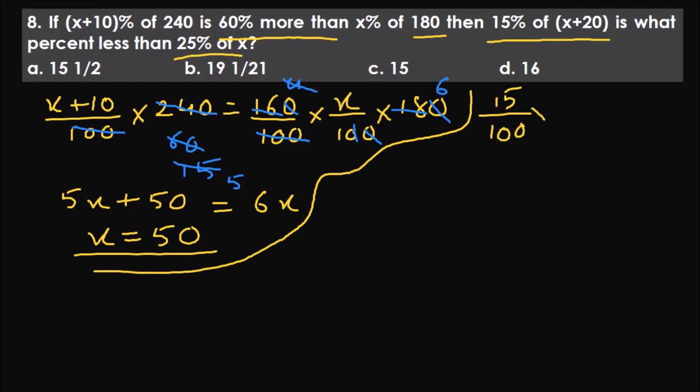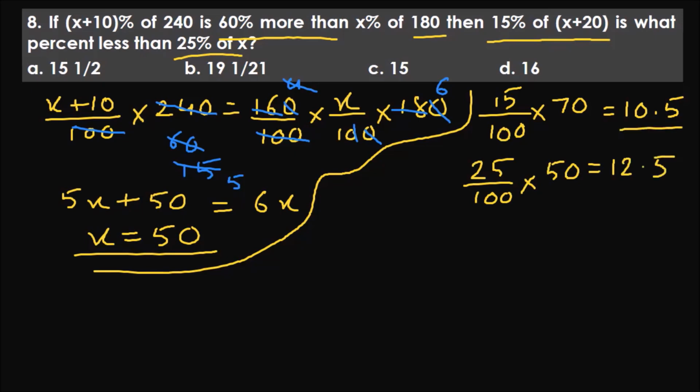15% of 50 plus 20, that is 70. This is equal to 10.5. And 25% of x. So 25% of 50, that is equal to 12.5. These two are very important right now.